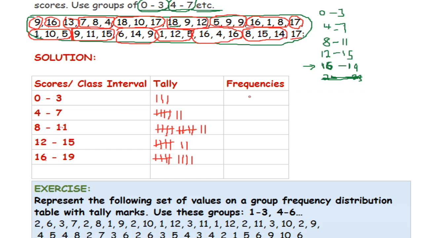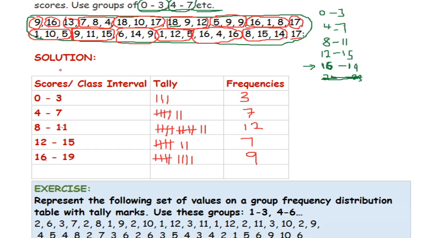So now let's write out our frequencies. For scores between 0 and 3, there are 3 strokes, so that will be 3. Between 4 and 7, I have 5 and 2, that makes 7. Between scores 8 and 11, I have 5, 5, 2. 5 plus 5, 10, plus 2, 12. Between 12 and 15, I have 5 plus 2 is 7. Between 16 and 19, I have 5 plus 4 is 9.